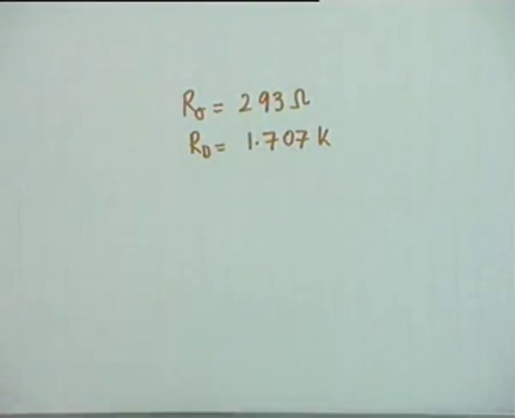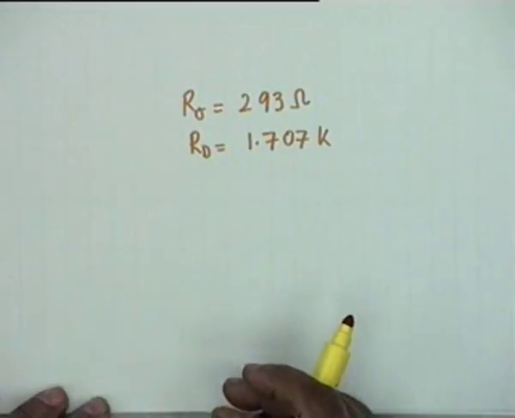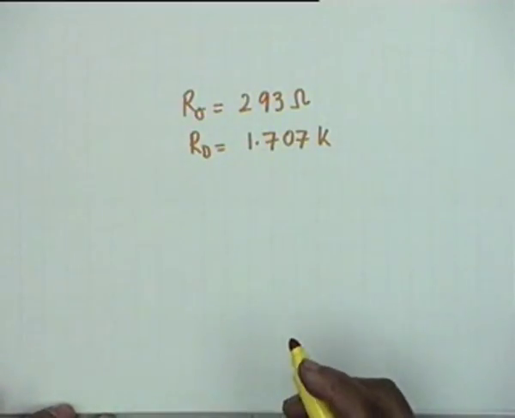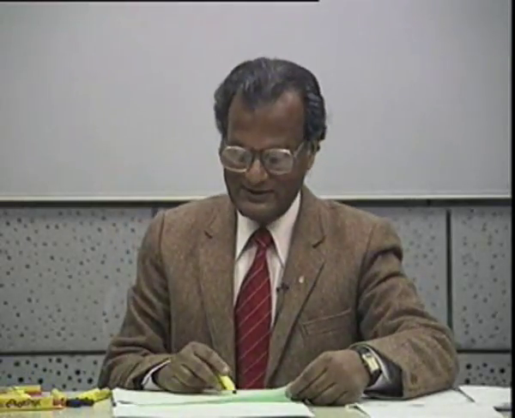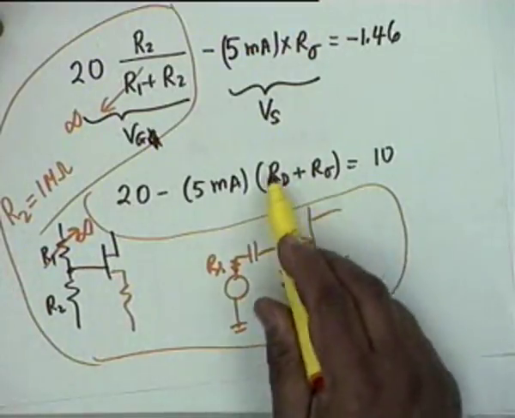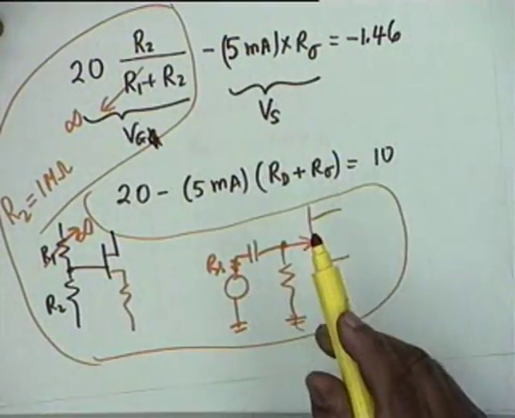1.707. The sum of the two, as you can see, is 2K. RD plus R sigma. It has to be so. Why? Because it is 20 minus 5 milliampere, sum of these two equal to 10. So this must be 2K.